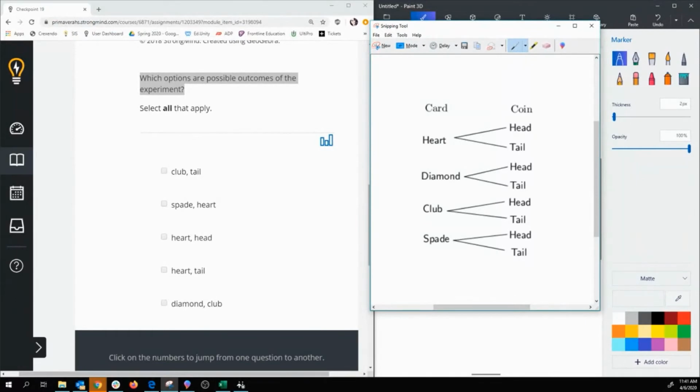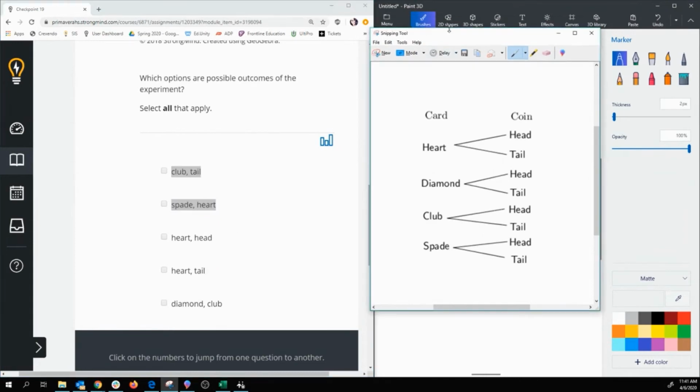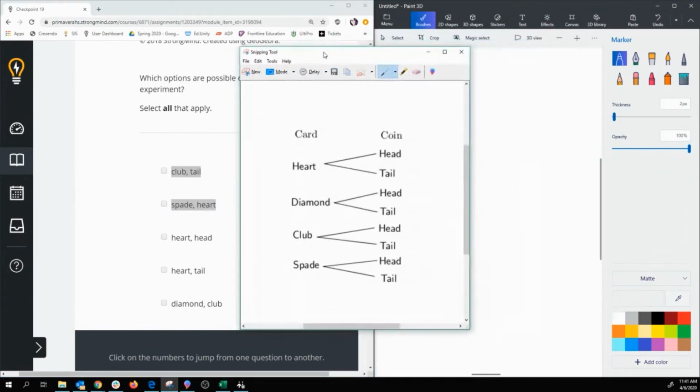Junior, the tree diagram for this question is the card suit and then heads or tails. And the question is, what are the possible outcomes for this experiment? I agree with Tristan and Dawson. I also see 3. So I see these two, the club and tail, and spade and hearts. And then there's also this heart and tail down here. So those would be the 3 that you'd want to pick for this problem.